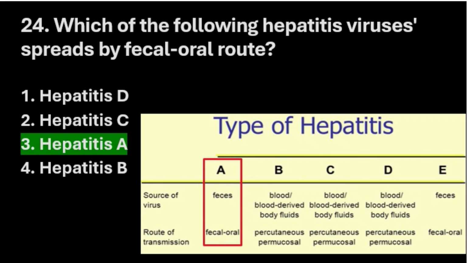The types of hepatitis you can see. Hepatitis A is by fecal oral route. B, C and D are spread by a similar kind of route: percutaneous, permeable, blood-derived body fluid. So B, C, D are all in the same category, and A and E are for fecal oral route.